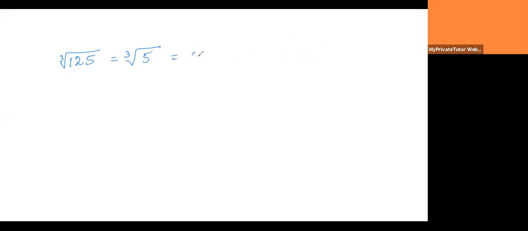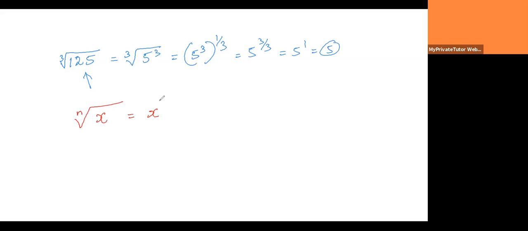Okay, sorry. So it is nothing but 5 cube to the power 1 by 3. So we'll get 5 power 3 by 3, so 5 power 1. I hope you understand this rule, okay? Not only for cube and square root. If you have an nth root, n can be the 4th root, 5th root, or 6th root. In that case also, we'll get the exponent as 1 by n.